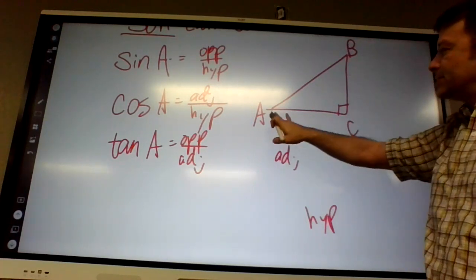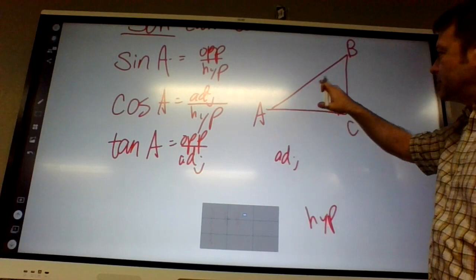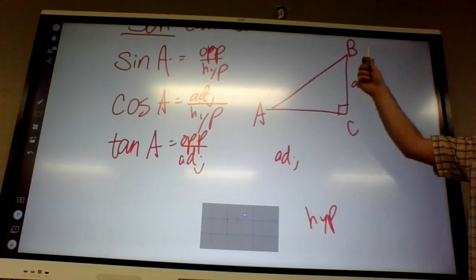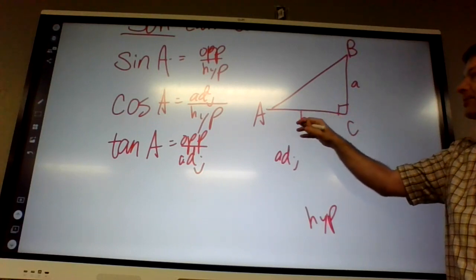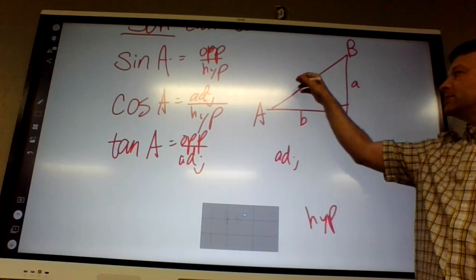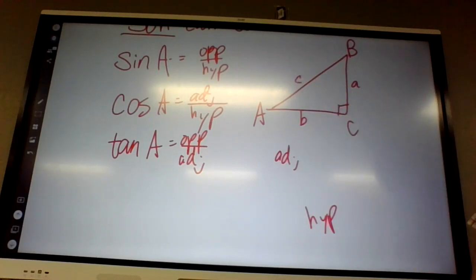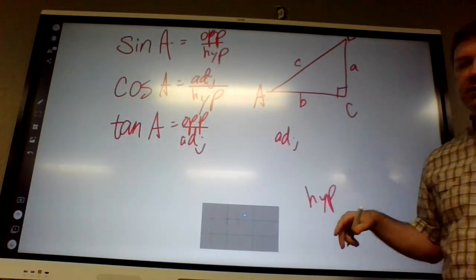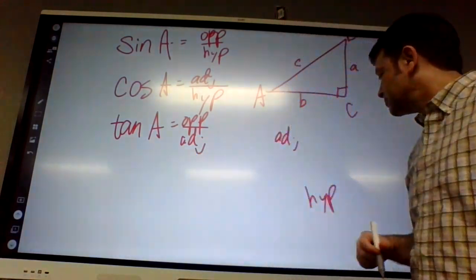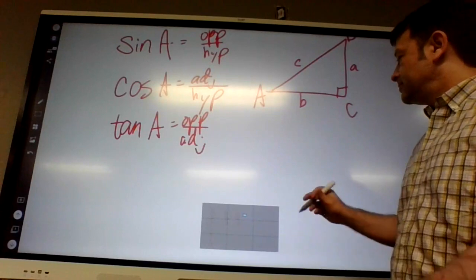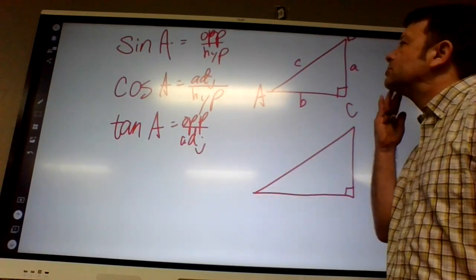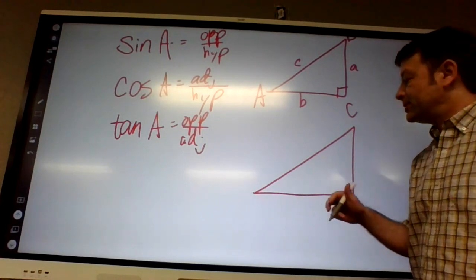If this is angle A, what's this called? Side A with the little a. If this is angle B, this is side B. So the side opposite the angle, this is side C with a little c. Okay. So what's new, we did this kind of yesterday, is well, something actually is new today too though.